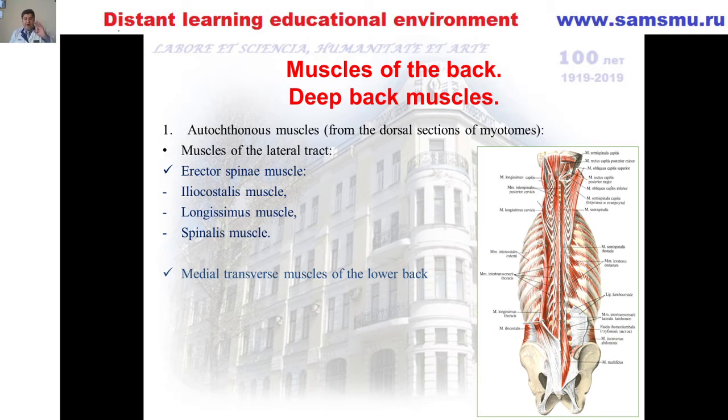It has 3 parts: lumbar, inserted into the transverse process of the upper lumbar vertebra and the angles of the lower ribs; thoracic, inserted into the angles of the upper ribs, 6th and 5th; and cervicis, inserted into the transverse process of the lower cervical vertebra, its neck part.